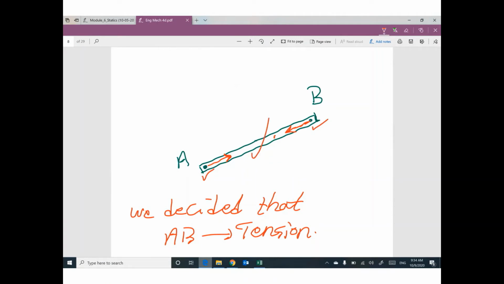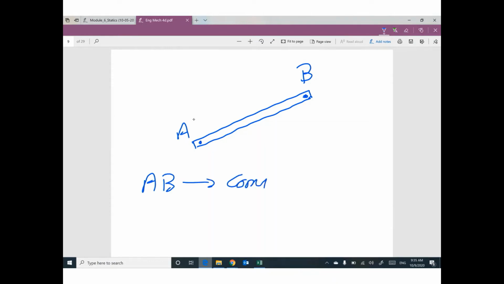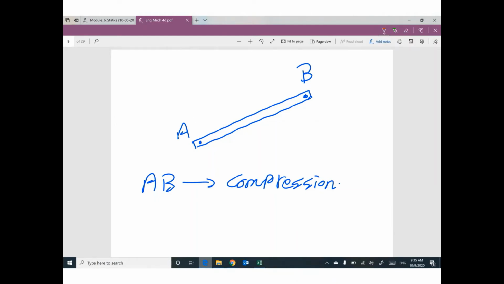So tension related to this joint looks like this. Tension related to the other joint looks like this. This point is confusing, I know, so I need to make it clear. If you have a member, and based on your calculation, we decided member AB is in compression, you decided this? Yes.